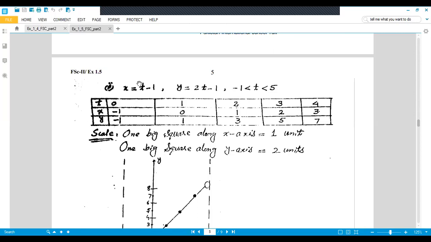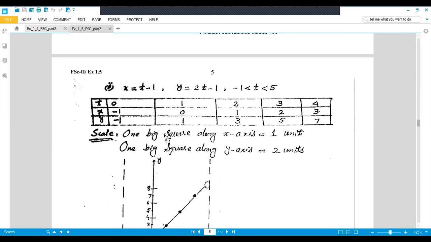When you put 4 in the first equation, 4 minus 1 is 3, so the value of x is 3. When you put 4 in the second equation for the value of y, 4 twos are 8, 8 minus 1 is 7. So you will get 7. Now for these values of x and y, for these two tables, you have to draw the graph.